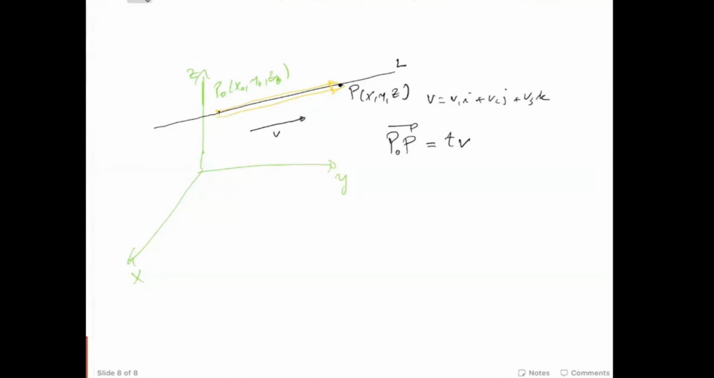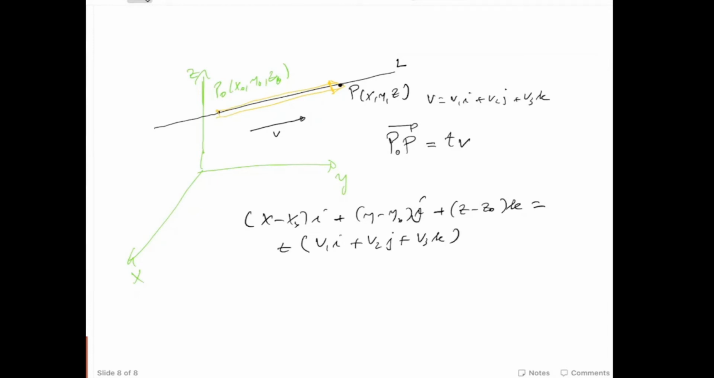So the equation of the line will then be given, knowing 2 points, the vector with the tail P0 and head P can be written as X minus X0 I plus Y minus Y0 J plus Z minus Z0 K, and this one should be equal to T times the vector V1 I plus V2 J plus V3 K.